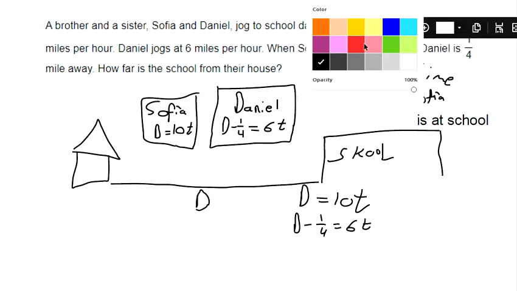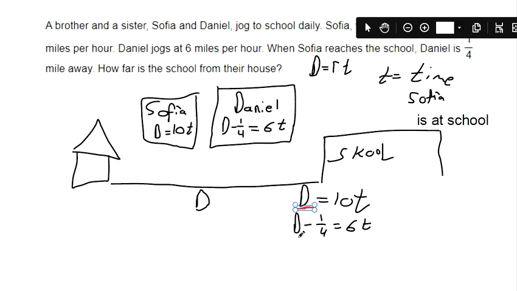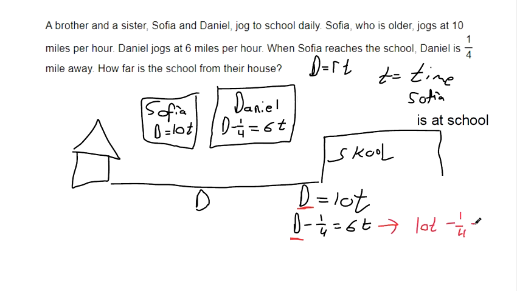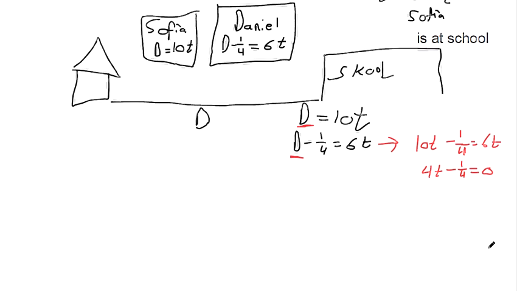Instead of D, I'm going to put 10t in the bottom equation. So this bottom equation becomes 10t minus 1/4 equals 6t. So that's an equation I can solve for t. So I'm going to subtract 6t from both sides. Trying to get t by itself, so I'm going to add 1/4 to both sides to get rid of it. And then to finish getting t by itself, I'm going to multiply both sides by 1/4.